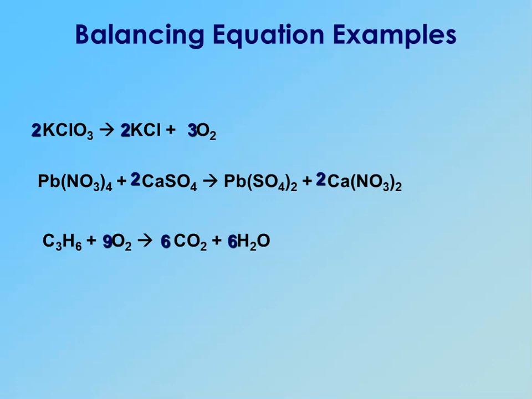I already had the 18 O's on the reactant side. 6 times 2 gives me 12 O's in the 6 CO2s and 6 O's in the 6 H2Os, and 12 plus 6 would also be equal to 18. So my O's are balanced, but because I had to double the CO2s and the H2Os, my carbons and my hydrogens are no longer balanced. I would also need to double the 3 carbons and the 6 hydrogens in propene to now have 6 carbons on both sides, 12 hydrogens on both sides, and 18 oxygens on both sides.